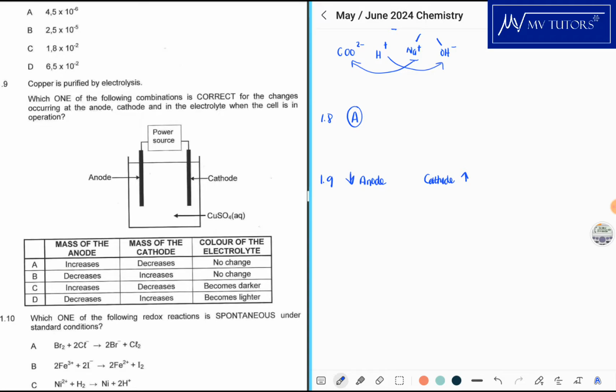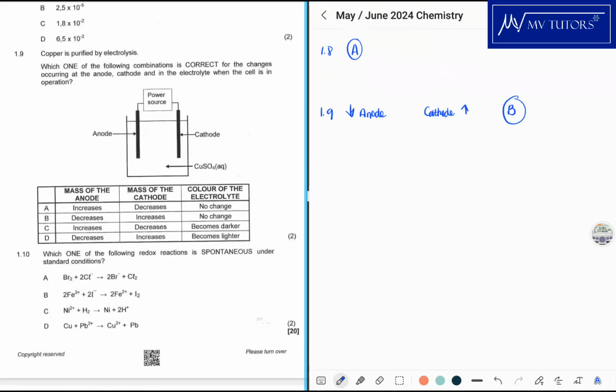Okay, so in this case, let's look at the options then. So we're saying the mass of the anode will decrease, so we're looking at option B and D. Mass of the cathode increases, yes, option B and D are still applicable. Color of the electrolyte, no change. Okay, so we're going to go with B then as our option.